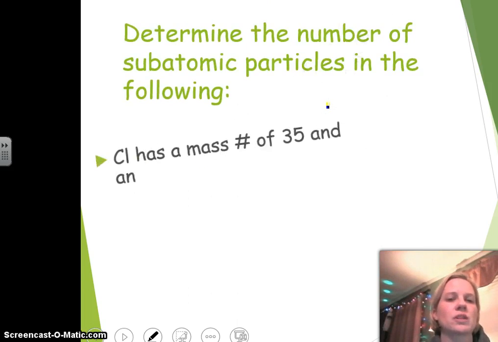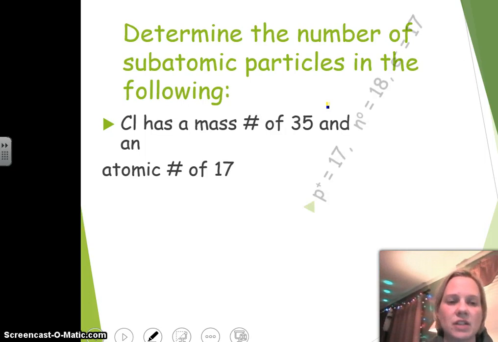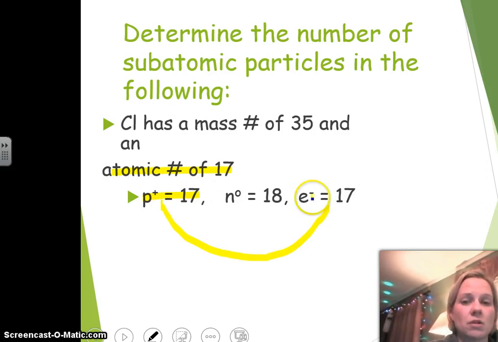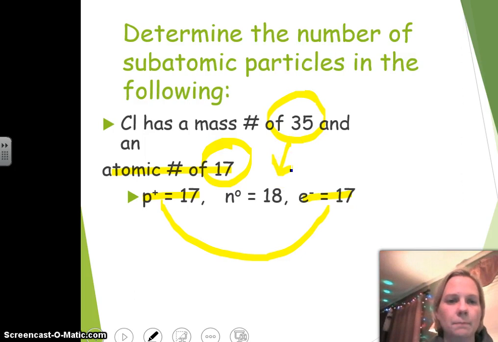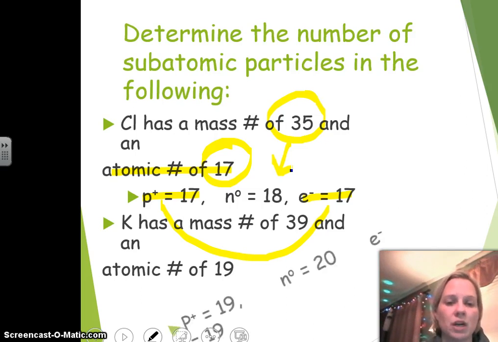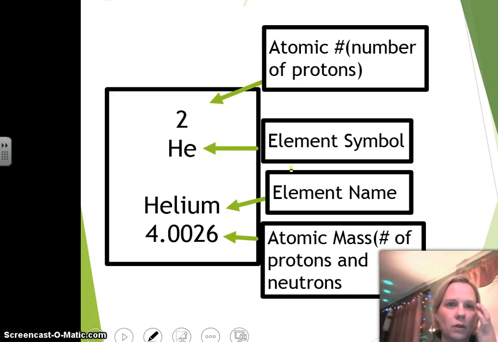Determine the number of subatomic particles in the following. I have chlorine and it has a mass number of 35 and an atomic number of 17. So my protons are the same as atomic, which is 17. Remember, protons and electrons are the same exact number. And then neutrons, I take the mass and subtract the atomic number, which would give me 18. K, which is potassium, has a mass of 39 and an atomic number of 19. If we go through that same process, my protons should be 19, my neutrons should be 20, and my electrons should be 19.